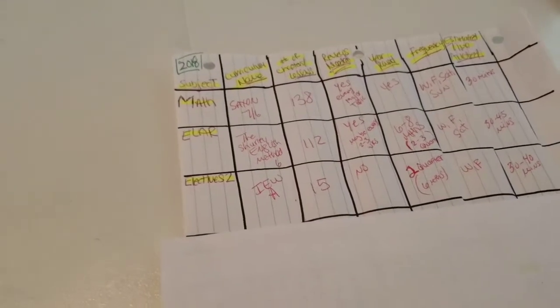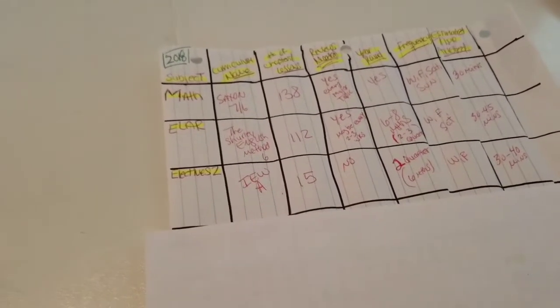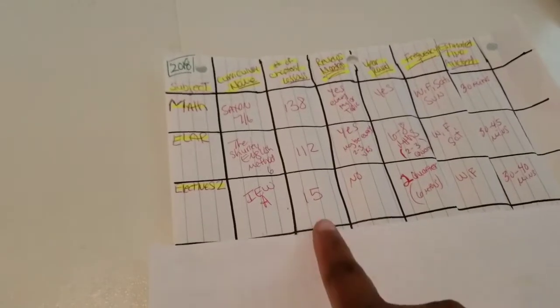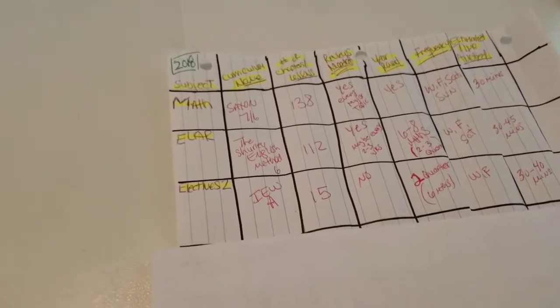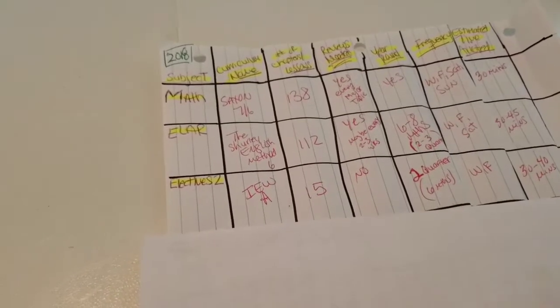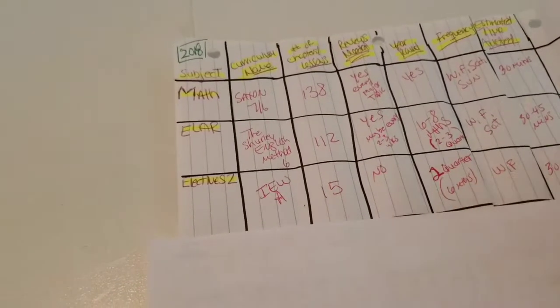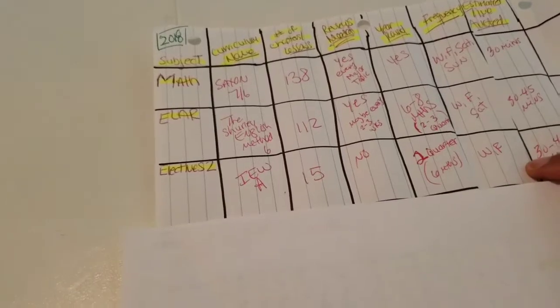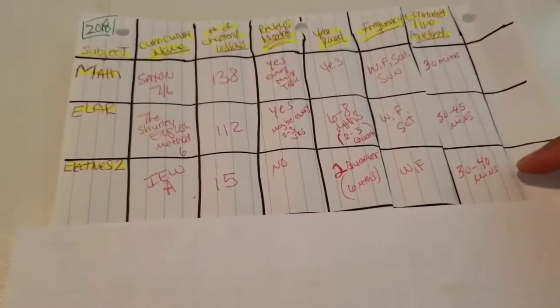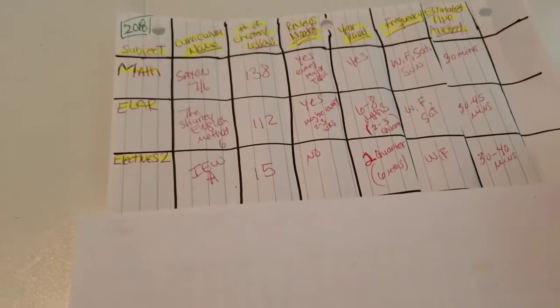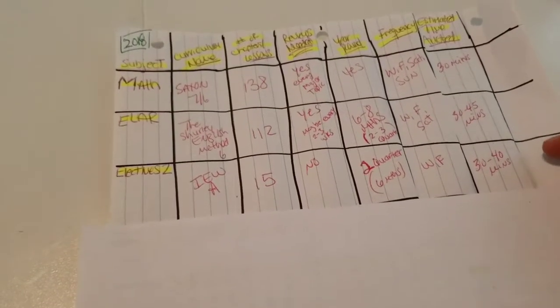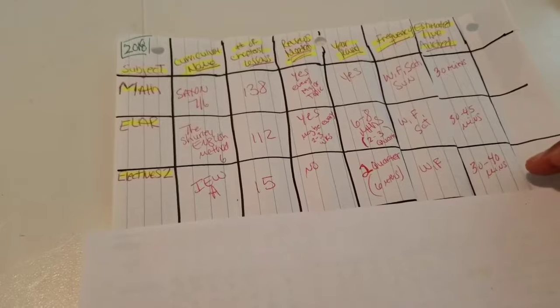For electives 2, IEW, we're using A. There's 15 lessons. No, it doesn't require any set aside time for reviews. We're using that for 6 months, 2 quarters. We're going to do that on Wednesdays and Fridays, and it'll take about 30 to 45 minutes for him to complete. It'll take longer here because I'm not actually instructing him.